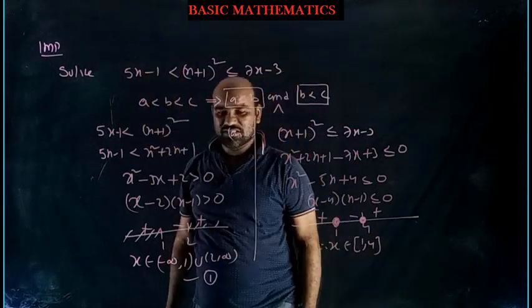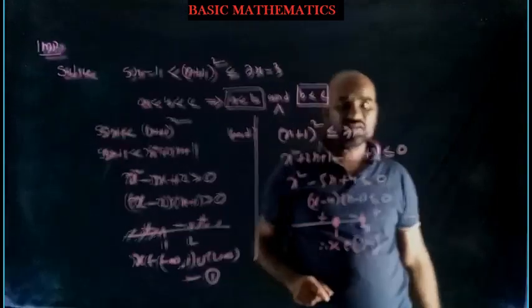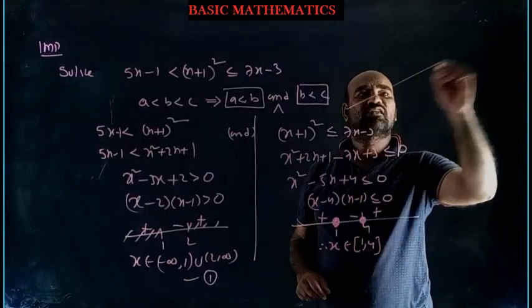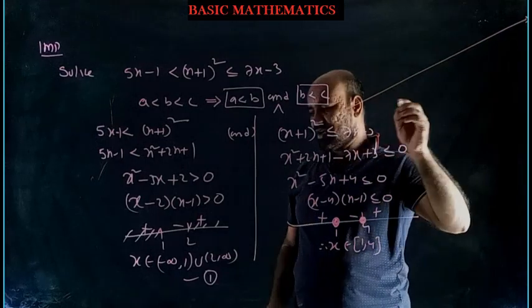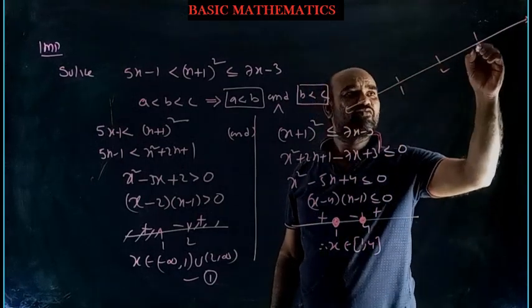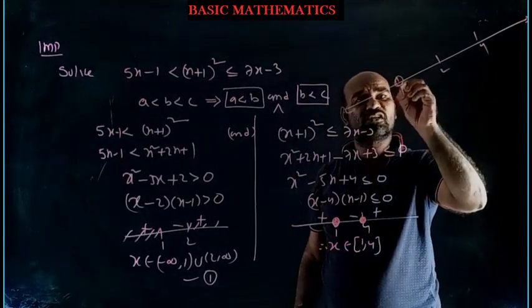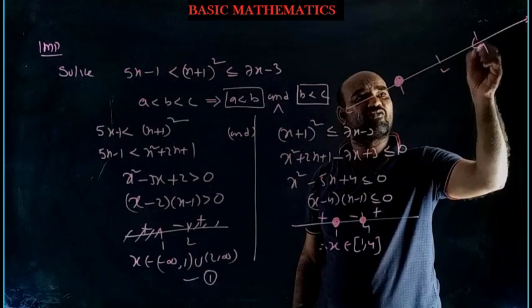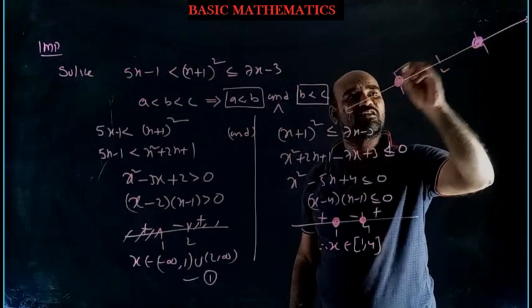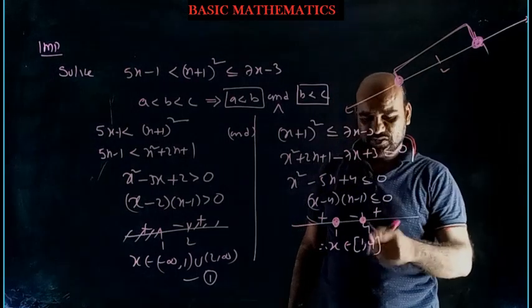Now I want to finalize, meaning you want to find the intersection of these two. That is the solution of the problem. Now I want to use a number line here: 1, 2, 4. This says that your solution is from 1 to 4, including 1 and 4. All the numbers from 1 to 4 will satisfy this.